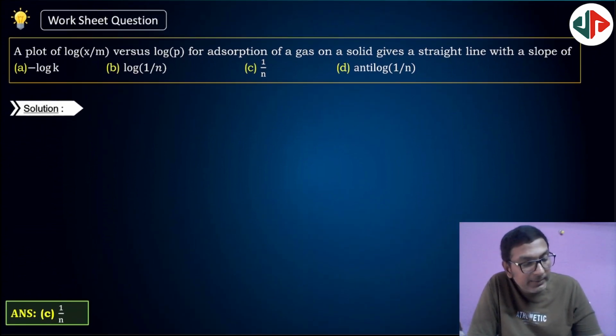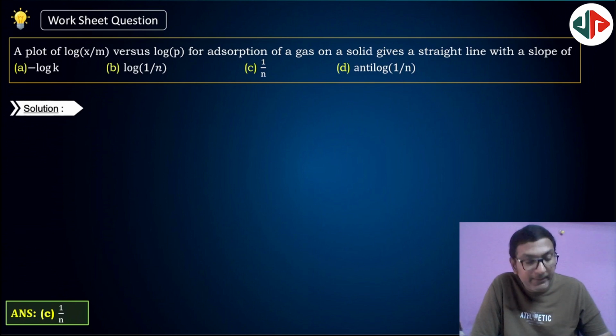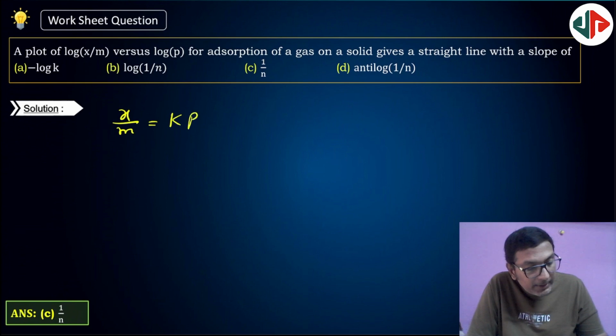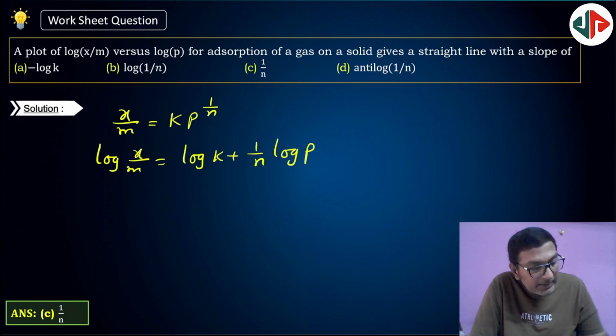plot of log x by m versus log p. So here slope is given by, we know x by m equal to k into p power 1 by n. So log x by m equal to log k plus 1 by n into log p. It is in the form of y equal to c plus mx. Therefore slope equal to m, which is equal to 1 by n.